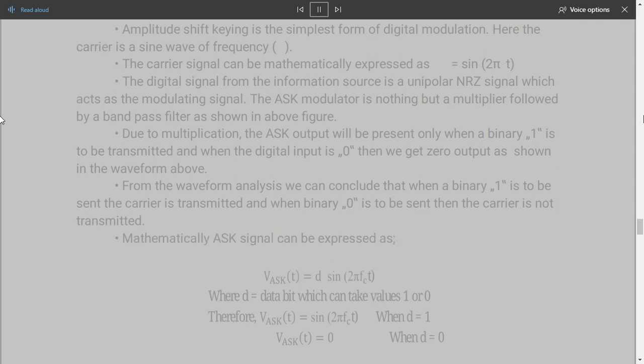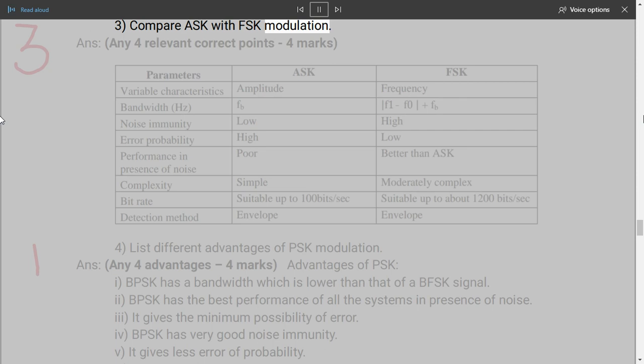3. Compare ASK with FSK modulation. Answer: any 4 relevant correct points, 4 marks. 4. List different advantages of PSK modulation. Answer: any 4 advantages, 4 marks.